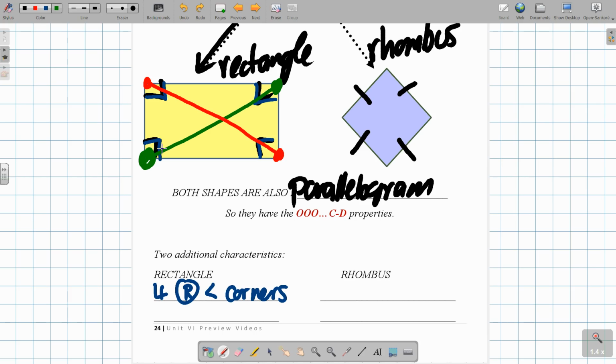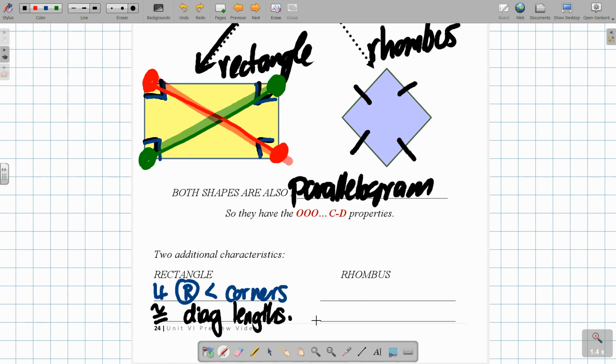Now, put your fingers right there on those two giant dots and kind of pinch that measurement. Now, swing around and put your fingers right here and compare the same length. What you should have noticed is that the length of this diagonal is the same as the length of that diagonal. So we have congruent diagonal lengths.